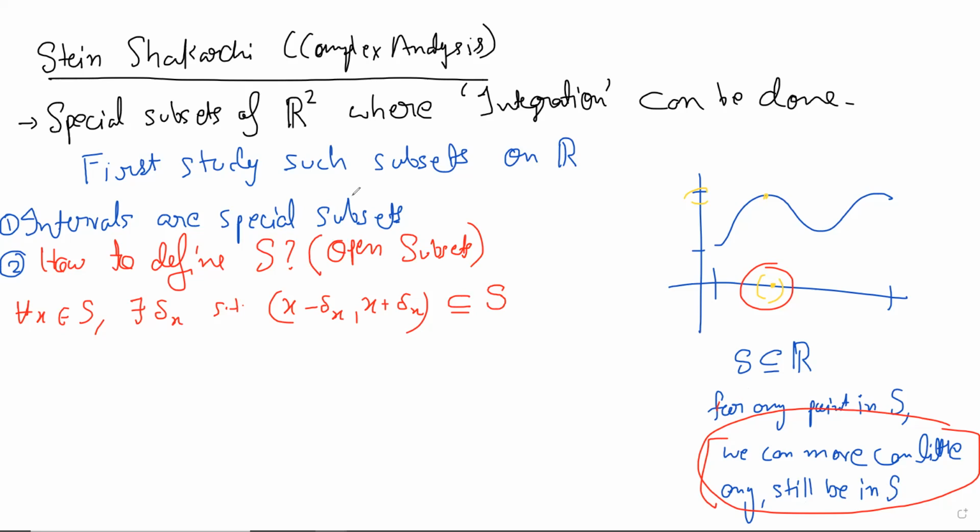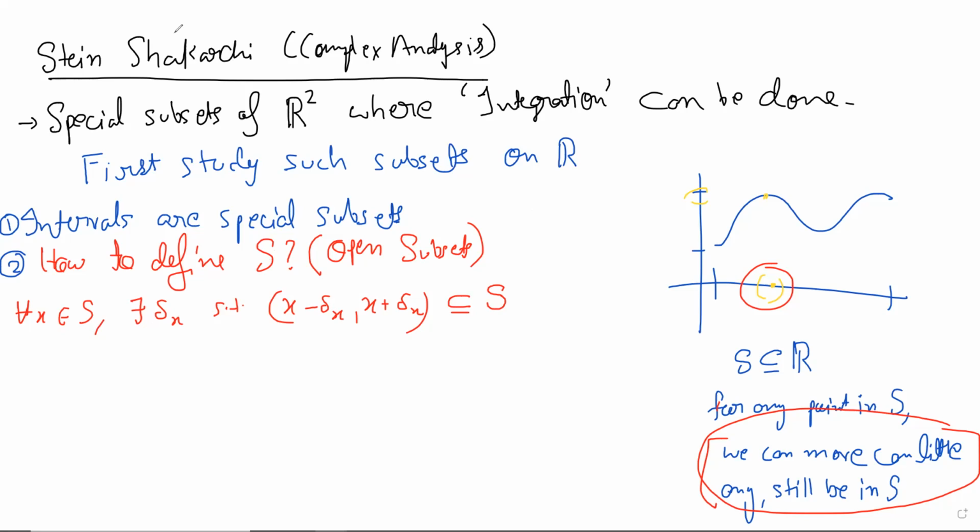Obviously, open sets can be defined in many other ways. Okay, obviously equivalent ways. So formally the definition is: S is an open set if for any x inside S, you have a neighborhood which is still inside S. Okay.